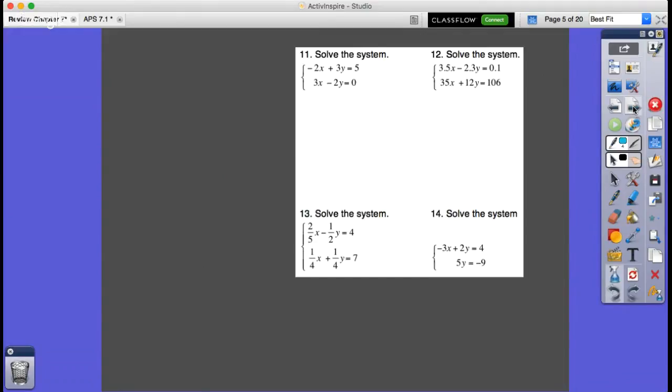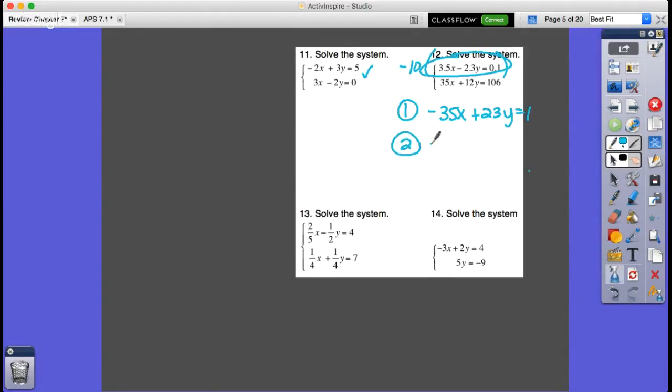Number 11 would be one that you could again do elimination with, or substitution would be hard on that one, but that's possible. Number 12, I think we talked about this one in class, where the top one I could multiply by negative 10, which moves the decimal over to the right. So in equation 1, you could say negative 35x plus 23y equals negative 1. Sorry about that. Negative 1 right there.